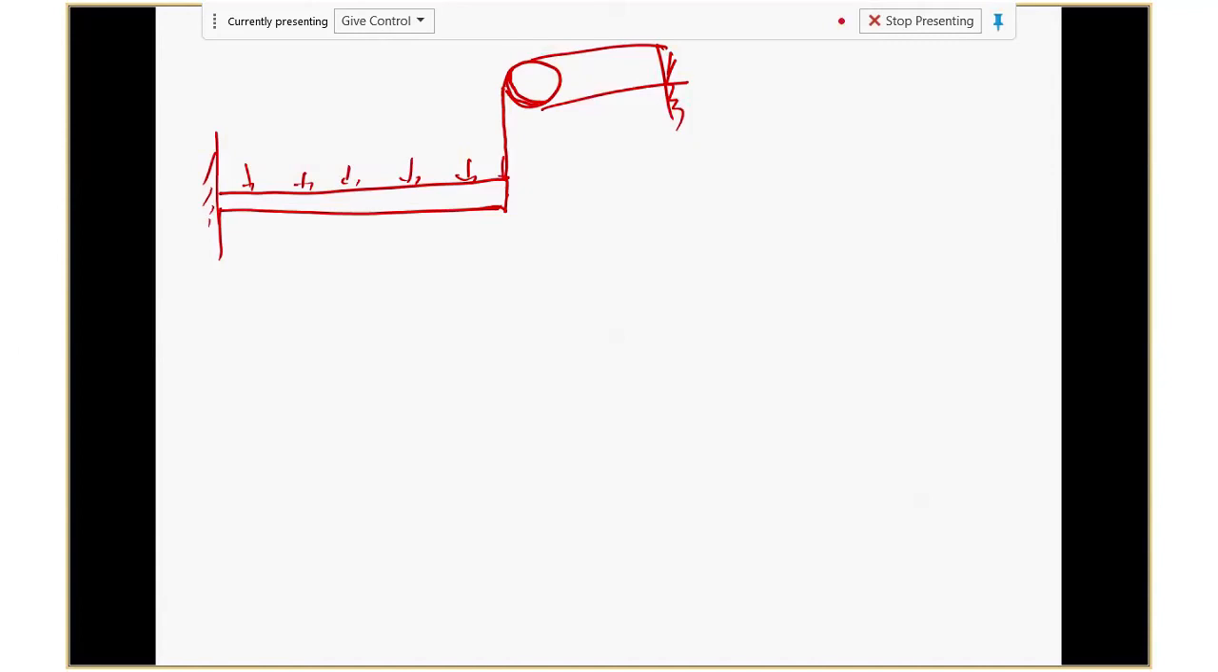All right. So what happens when you apply the load at the beam? The beam tries to deform, moving down. So that pulls the cable. When you pull the cable, it is rolled onto this rod or this shaft. So the cable is going to pull the shaft. The shaft is going to twist.